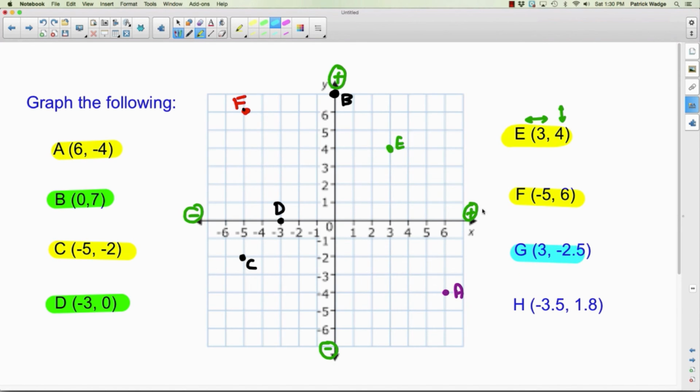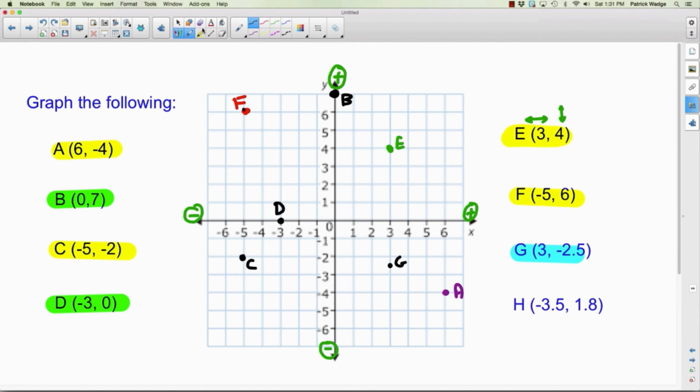So G says 3, negative 2.5. We're going to start at the origin. We're going to go over 3, 1, 2, 3, and then we're going to go down, since it's negative, down 2.5. So over 3, then down 1, 2.5 takes us right here. It's hard to get exact here, but we can do the best we can.